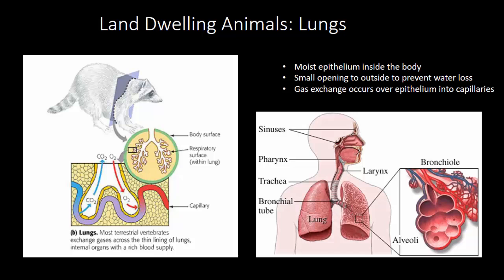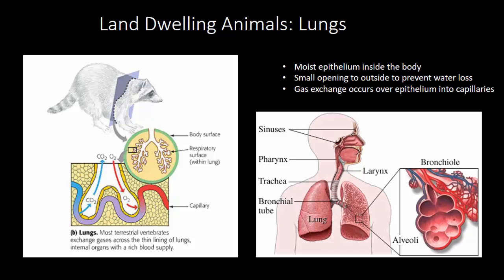Lungs are the second type of infolded respiratory surface found in land animals. Lungs are localized organs with a moist epithelium, meaning that they are moist on the inside. Lung moisture is a delicate balance, since if the lungs are too dry, oxygen and carbon dioxide cannot diffuse across the capillaries into and out of the bloodstream. However, if there is too much moisture, pneumonia develops, and oxygen isn't able to access the lung capillaries.